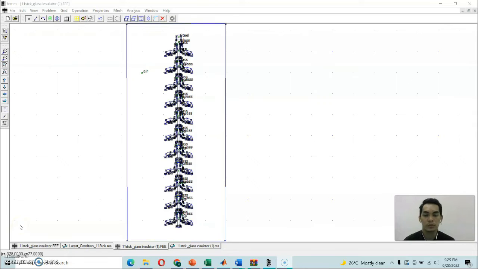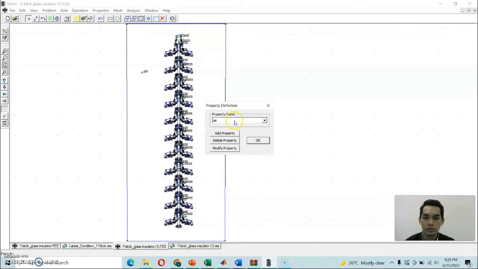For this part, I'm going to show the simulation using FEMM software. This is the design that has been proposed by us, which is the 11 disc glass type insulator. This design consists of several materials that we must insert, which are air, representing the environment; FRP, representing the rod of the insulator; silicon rubber; steel, representing the housing; and also glass, which acts as the insulator.